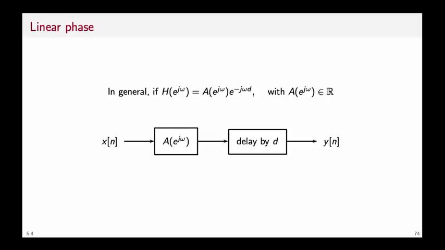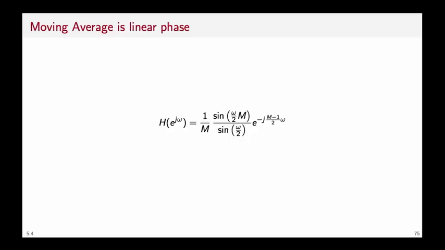In general, if we can split the frequency response of a filter into the product of a pure real term and a pure phase term, it means that the filter operates by combining the action of a zero phase and therefore zero delay component that only affects the magnitude of the input, followed by a delay by d samples. And this delay is inevitable in the case of causal filters, for instance.